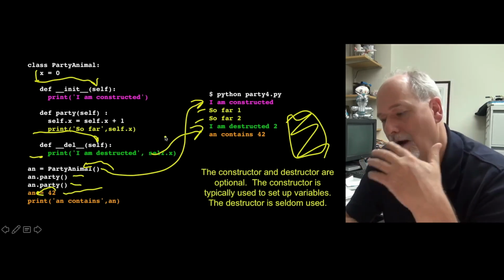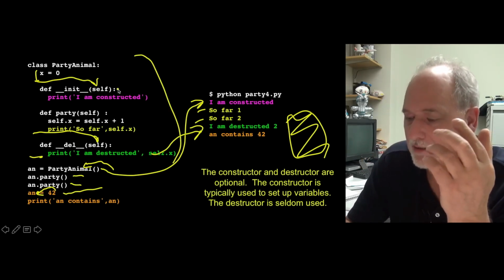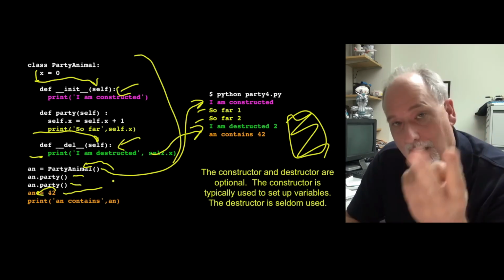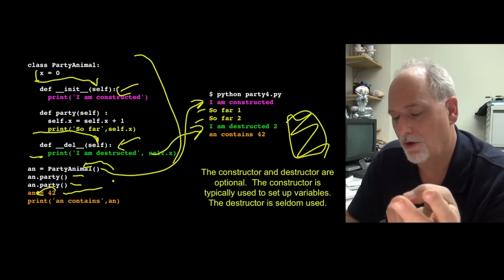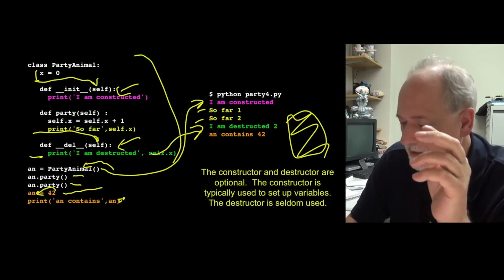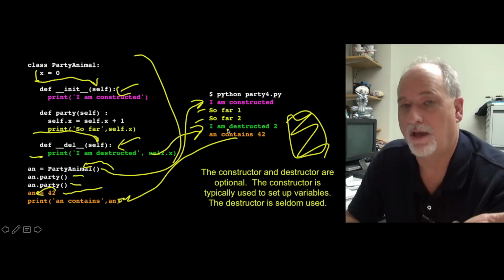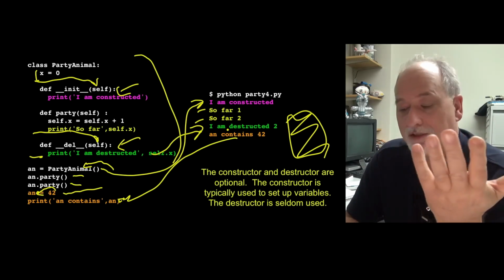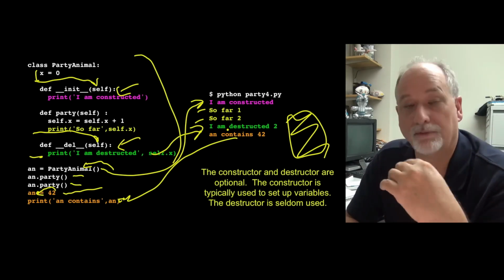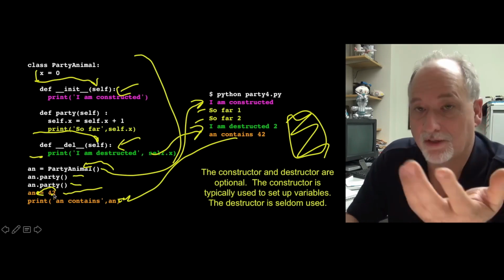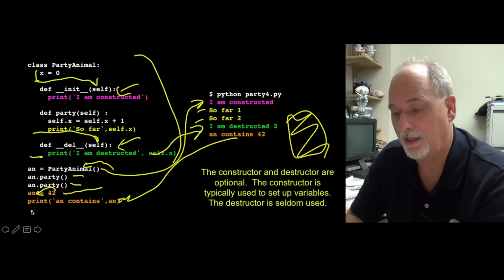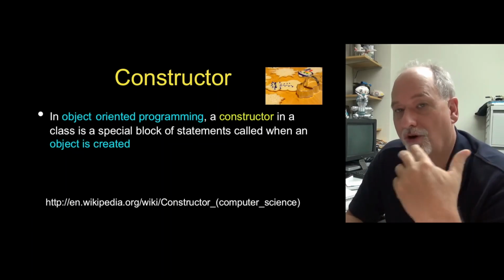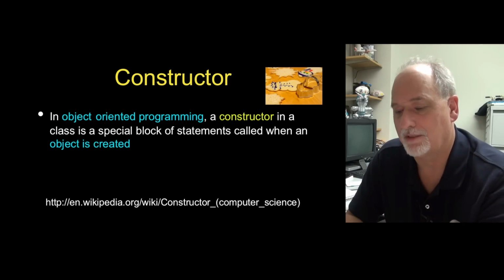So we are allowed, as the builder of these objects, to add these little chunks of code that say, I want to be involved at the moment this object is created, and I want to be involved at the moment that this object is destroyed. Now, in this last line, an is no longer a party animal. an is now an integer. It's got a 42 in it. It's gone. It's been created, it was used, and then it was destroyed. Okay? So you've got to be careful. If you overwrite something, you throw the object away. So the constructor is a special block of code that's called when the object is created to set the object up.